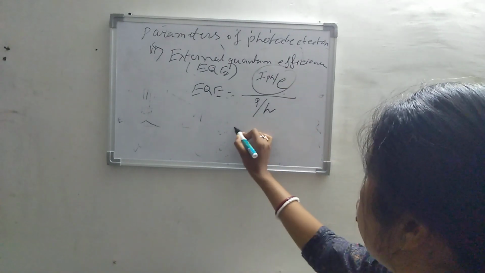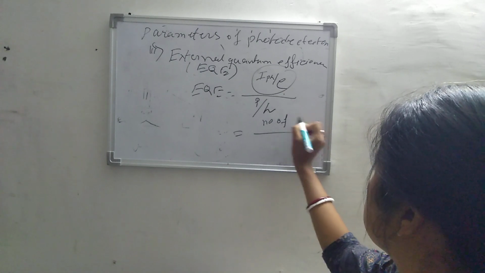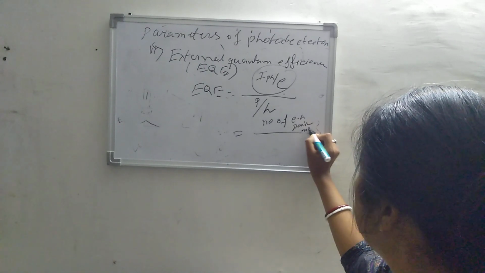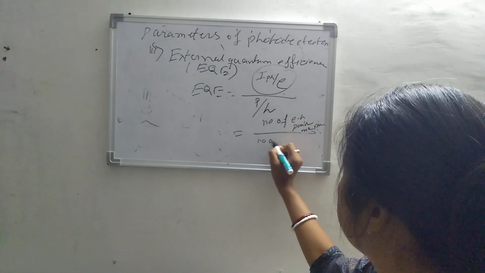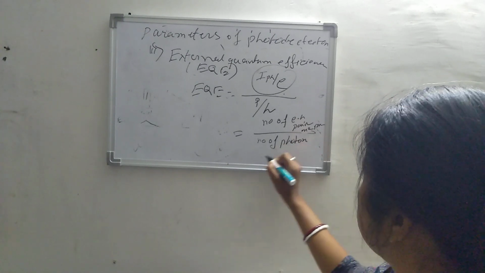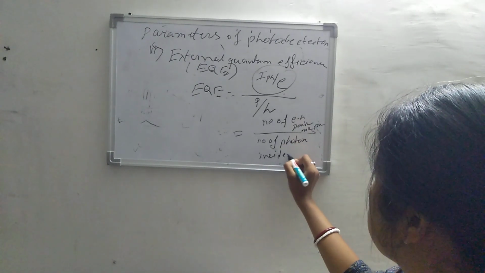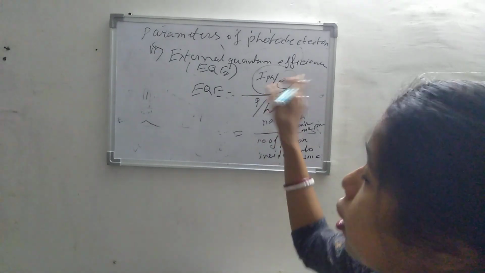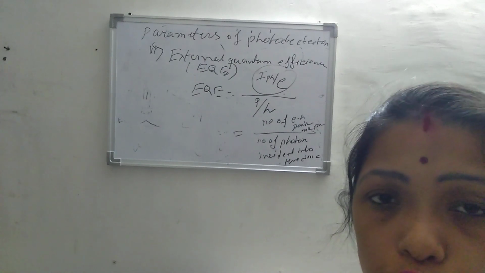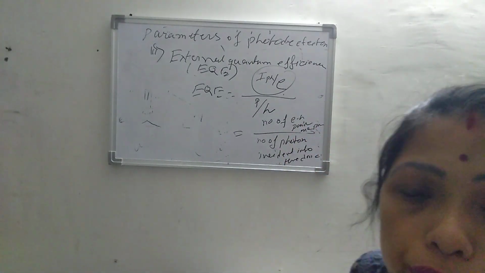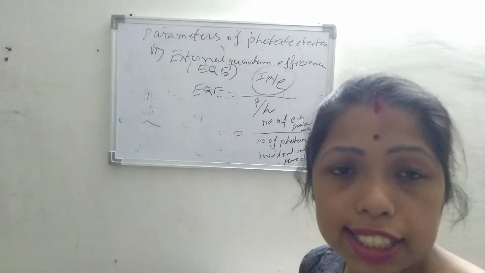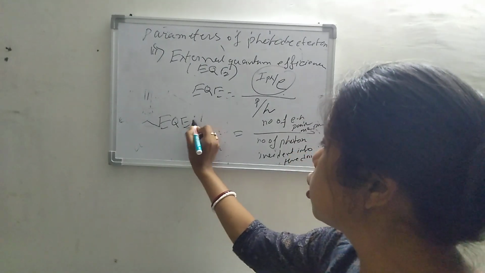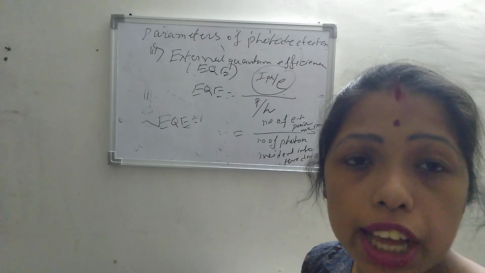Okay, this is the number of electron hole pairs produced and the number of photons incident into the device. I_ph by e, here you will get the number of electron hole pairs produced, and P by hν, from here you will get the number of photons incident on the device. So from this relationship you will get the relationship between external quantum efficiency and the responsivity.